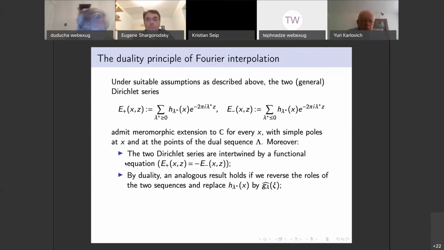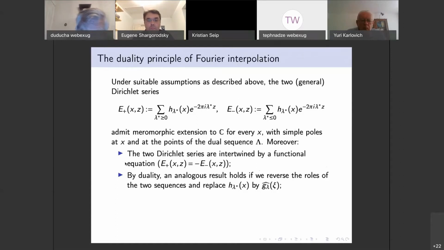And now comes the crux of the matter: these two Dirichlet series, their meromorphic extensions, will have simple poles at x and at the points of the dual sequence. Okay?